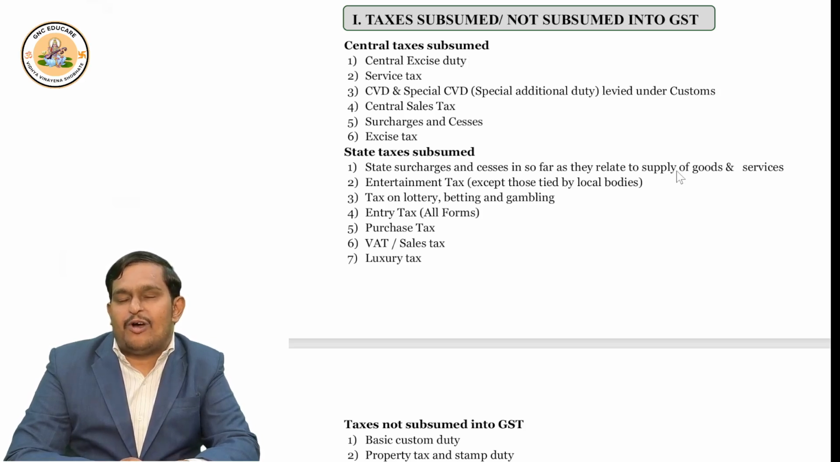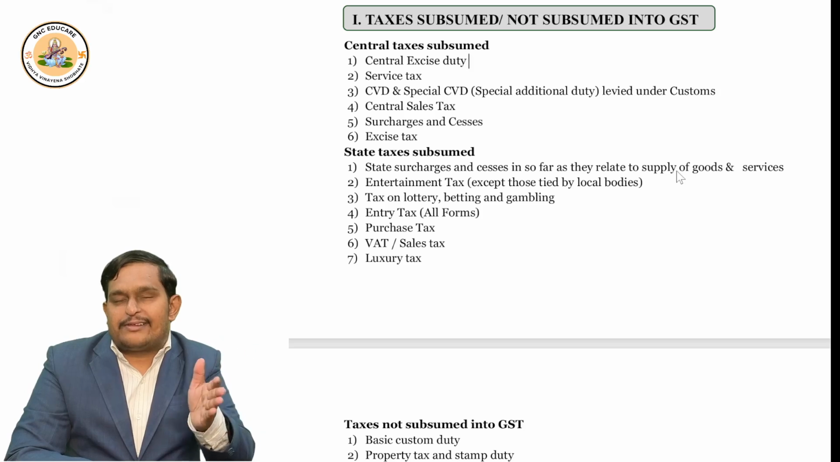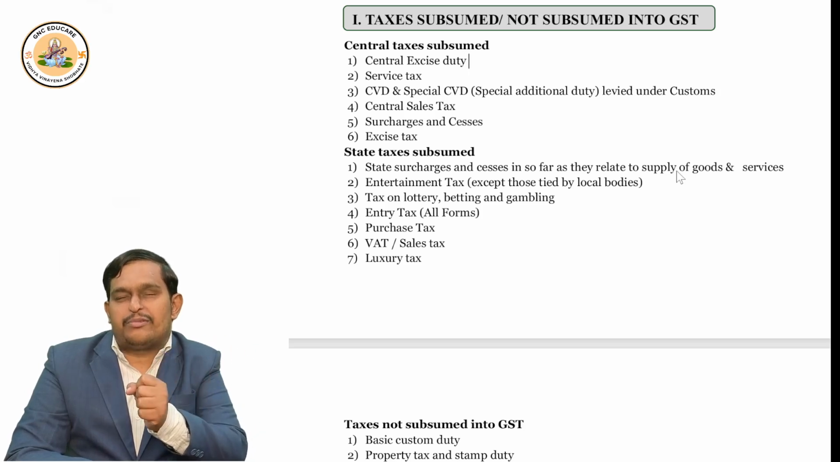Similarly, excise duty on petroleum products. I'll also tell you VAT on petroleum products, VAT on alcoholic liquor. Right? These are taxes which are still continuing even after GST. So, what are the taxes I said? Even after GST, these taxes are not subsumed. That means these are still continuing.